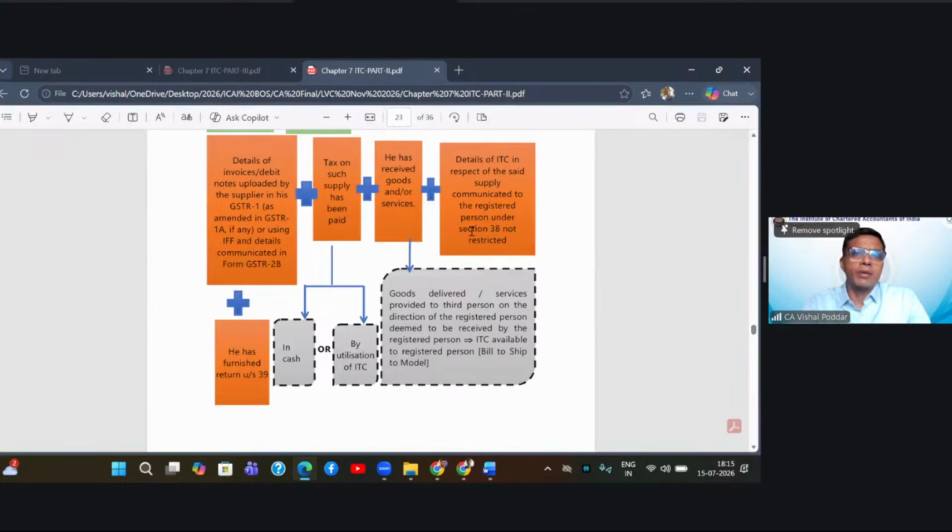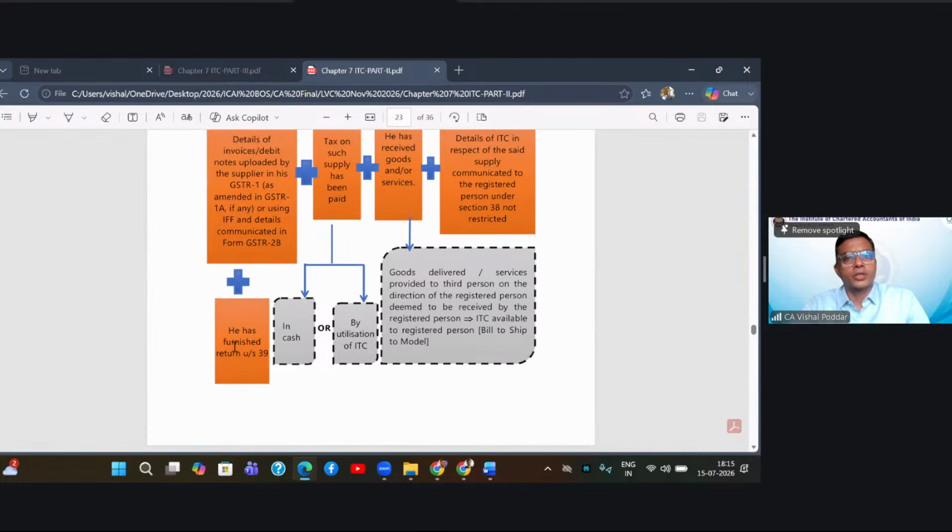Next, the details of the ITC, which are communicated to you in your GSTR 2B, should not be restricted by Section 38. So a new Section 38 has been incorporated. It has overridden the old Section 38. And this new Section 38 has brought in some additional restrictions. Fortunately, they have not yet been notified. So practically this point is not applicable as on date.